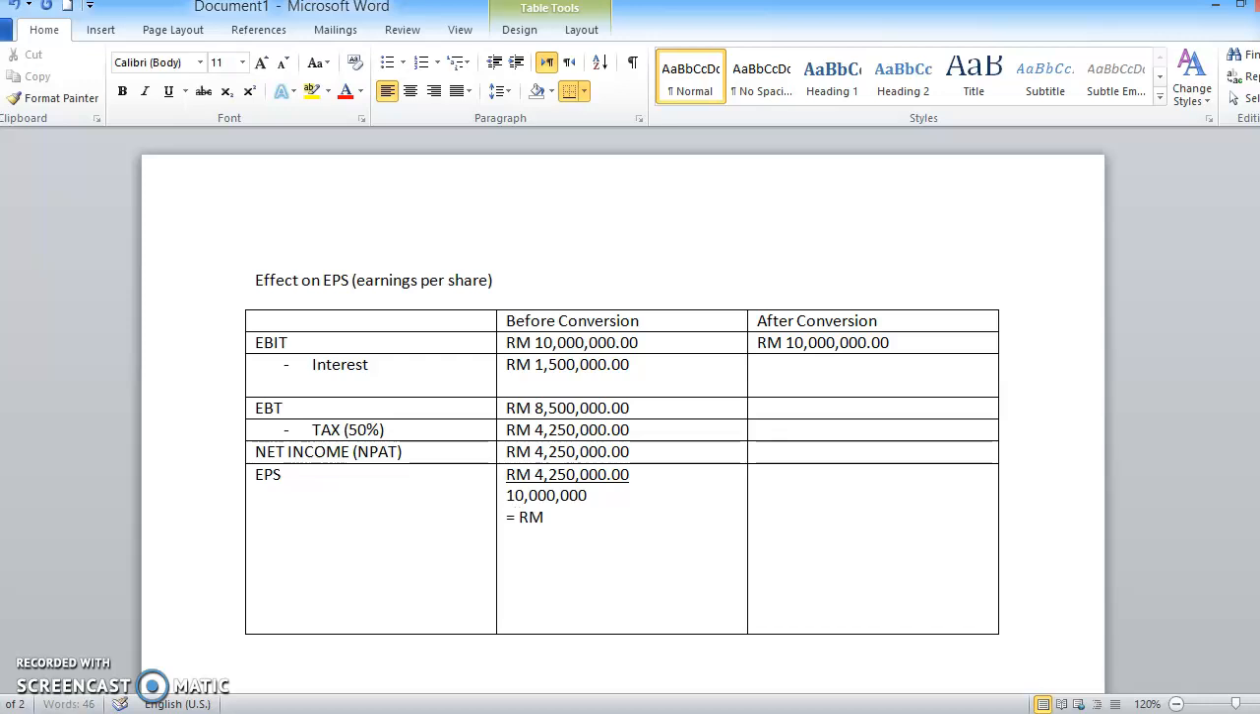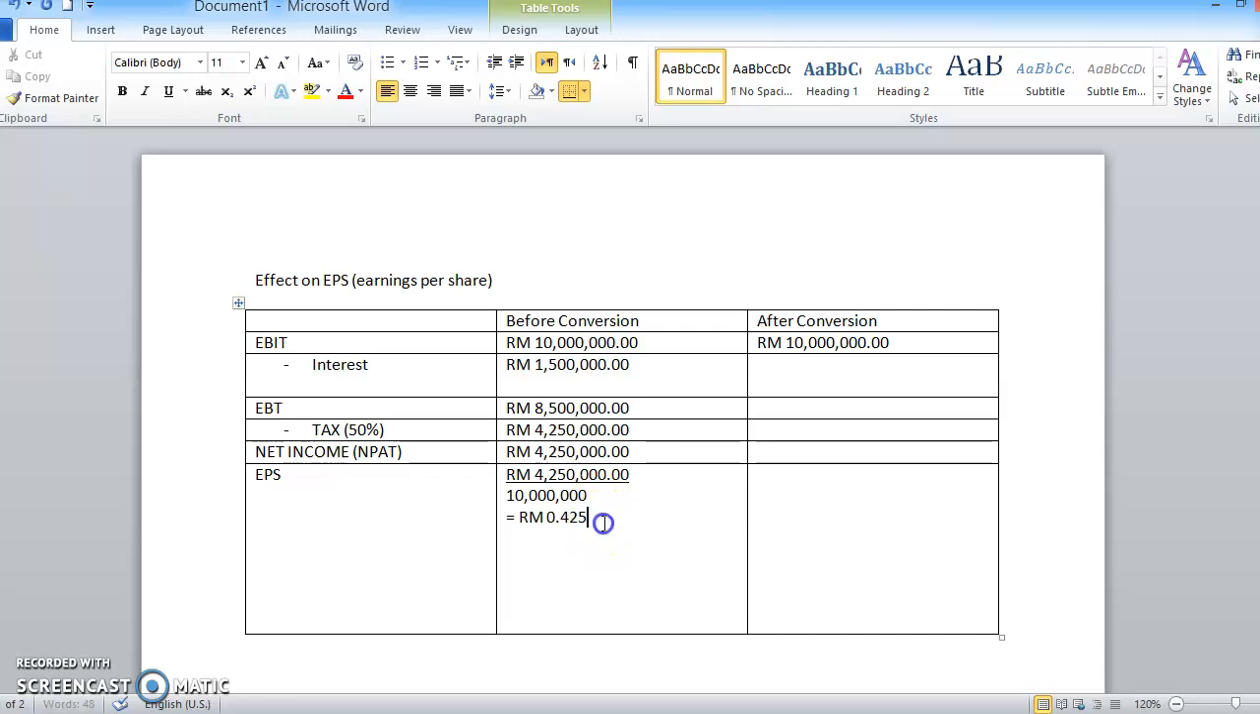So how much will you get? You will get 0.425. So it's about 42 or 43 cents, something like that, for each one unit of share. So this is the earnings that you will get, the EPS before the conversion, right? Before the conversion.